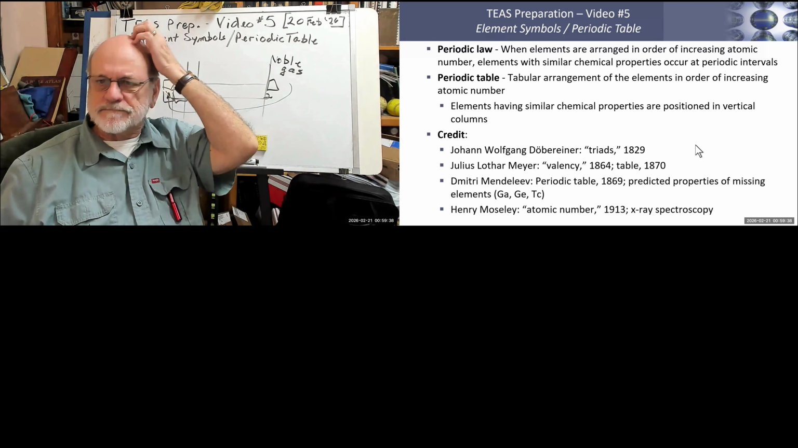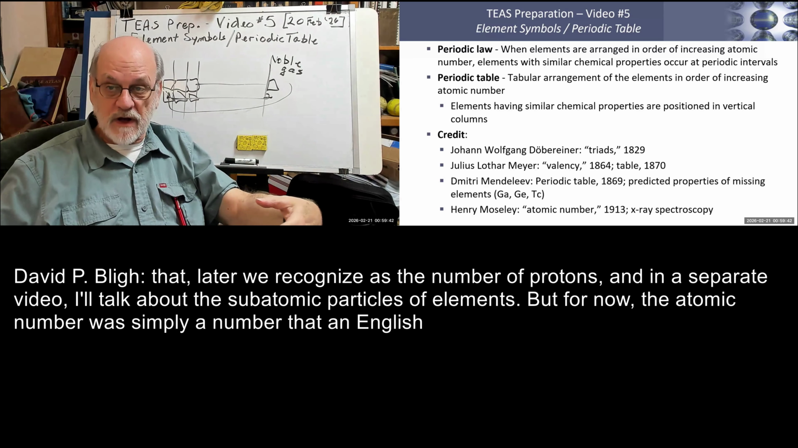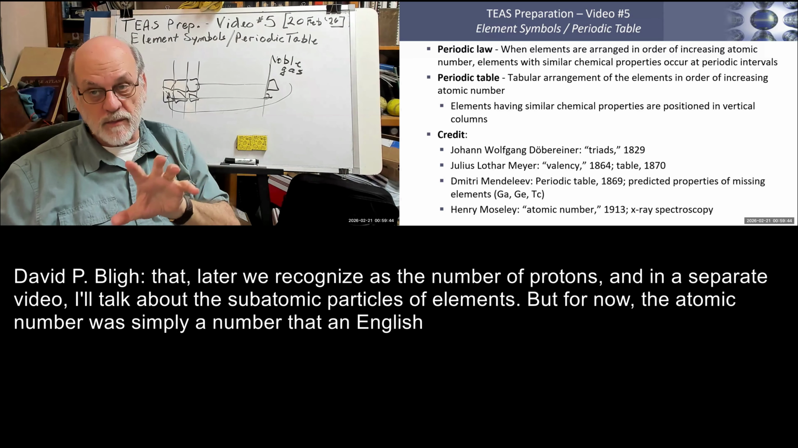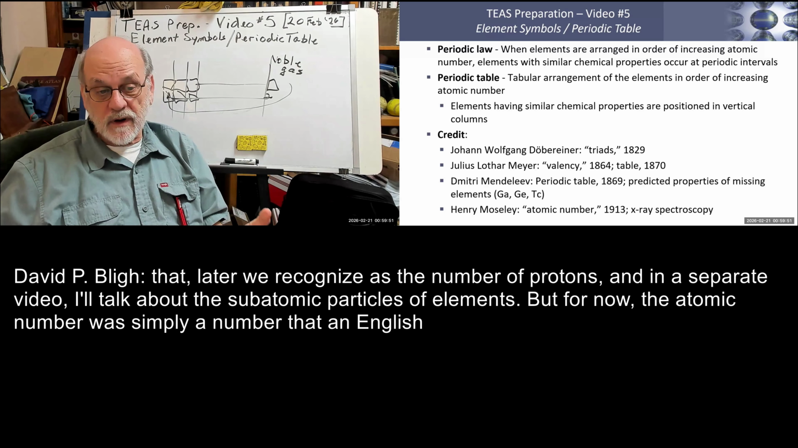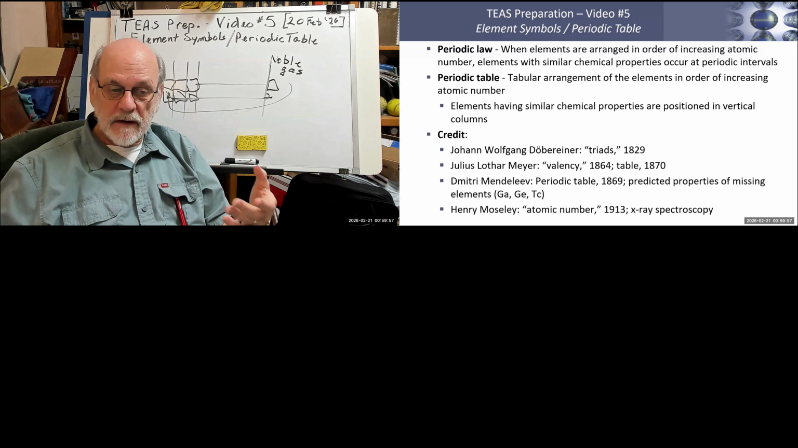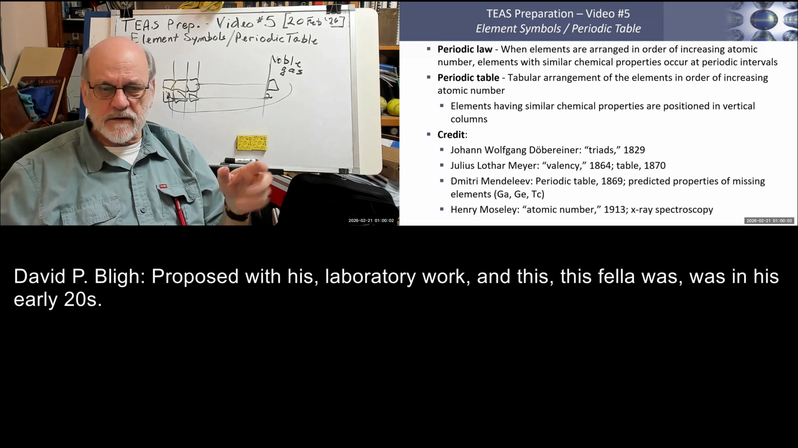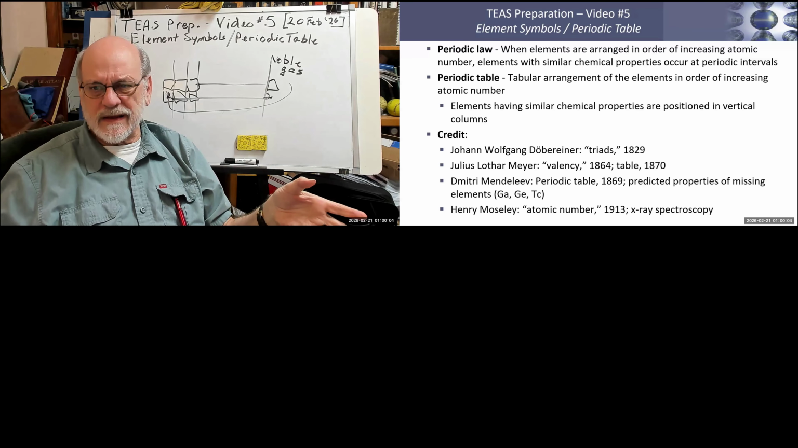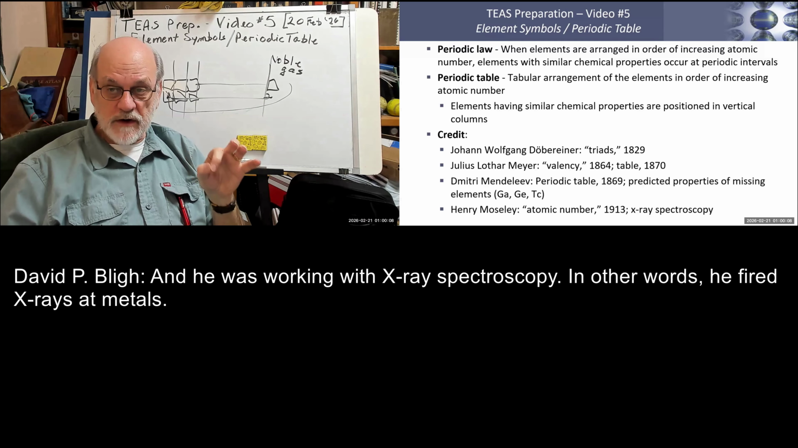Now, the atomic number that later we recognize as the number of protons, and in a separate video I'll talk about the subatomic particles of elements. But for now, the atomic number was simply a number that an English physicist and chemist proposed with his laboratory work. And this fellow was in his early 20s. He was very young. And he was working with X-ray spectroscopy.